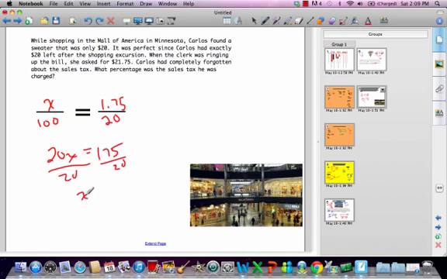X equals, well, whatever this happens to be. Now this won't go in evenly, of course, because it ends in a 5. But that's going to go in 8 times, so we'll get 160. And if we subtract, we'll have 15 left over. So 8 and 3/4 of a percent. 15 out of 20 is 3/4 of a percent.